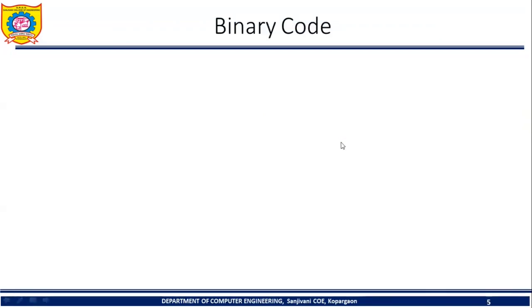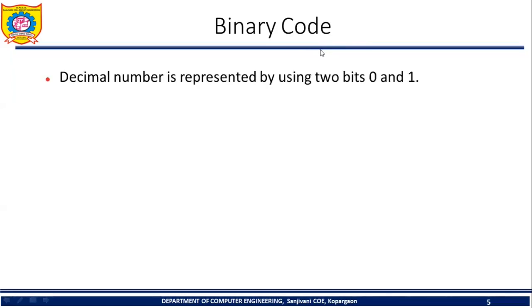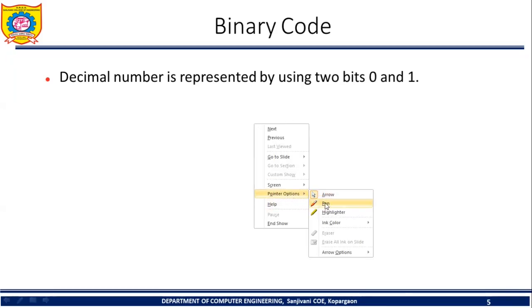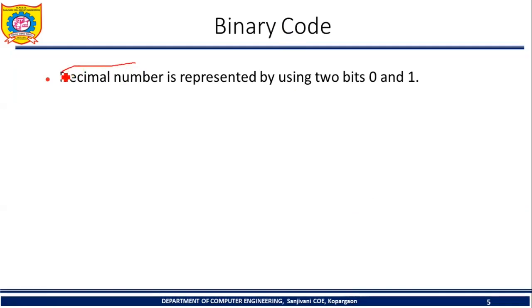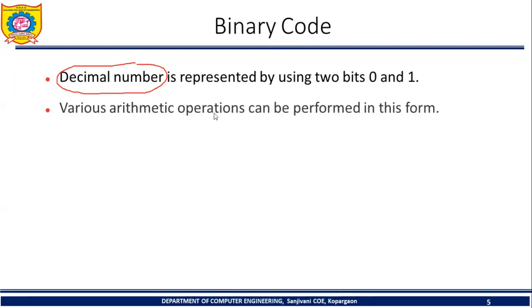Let us discuss binary code. Already you are familiar with binary code. In binary code, a decimal number is represented by using two bits, that is 0 and 1. Please try to understand, by using binary code we can represent only decimal numbers. By using binary code it is not possible to represent alphabets or special characters. Only decimal numbers are represented in binary form by using binary code. So various arithmetic operations can be performed in this form.